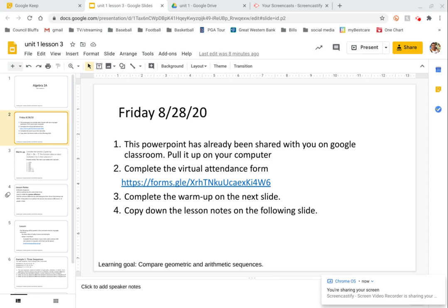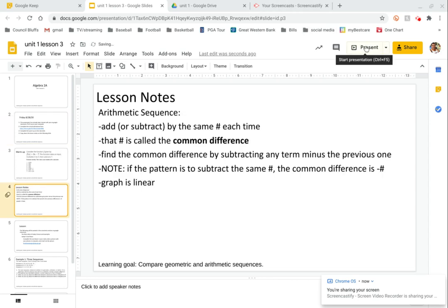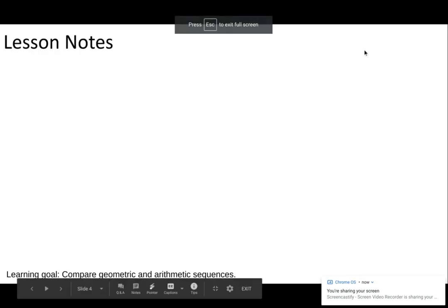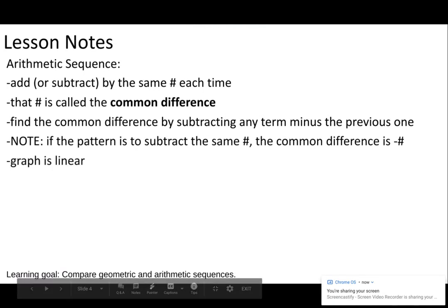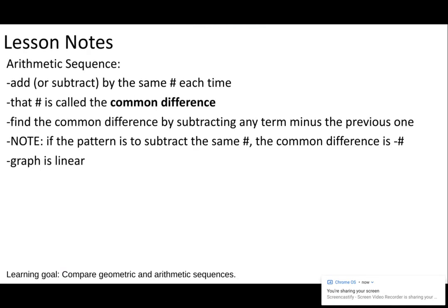All right, so for today's lesson, we're going to look at a second important or special type of sequence, and that is an arithmetic sequence. The spelling looks the same as arithmetic, but it's pronounced arithmetic. If you remember yesterday, we talked about what a geometric sequence is.